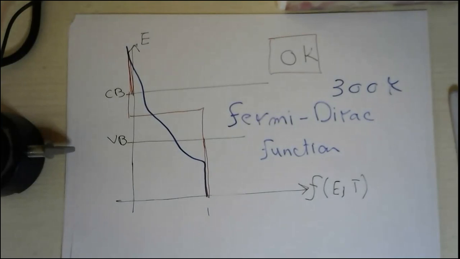This is the Fermi-Dirac function. The Fermi-Dirac function is a function that represents the probability to find an electron, either in the valency band or in the conduction band. And it's a function of both temperature and energy, as we described.